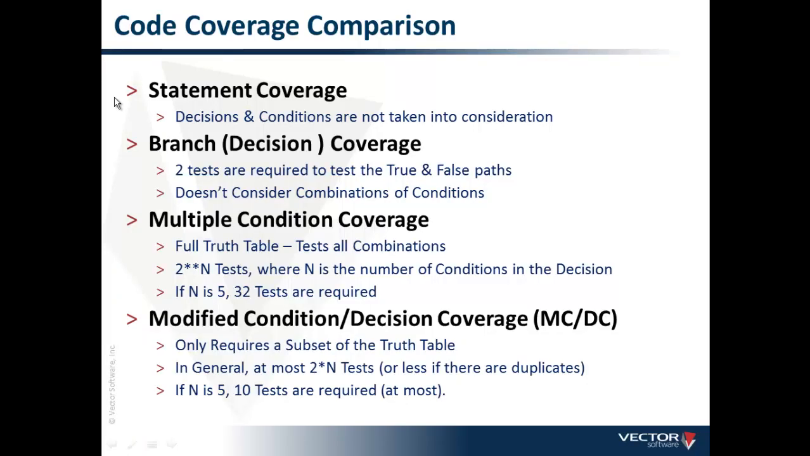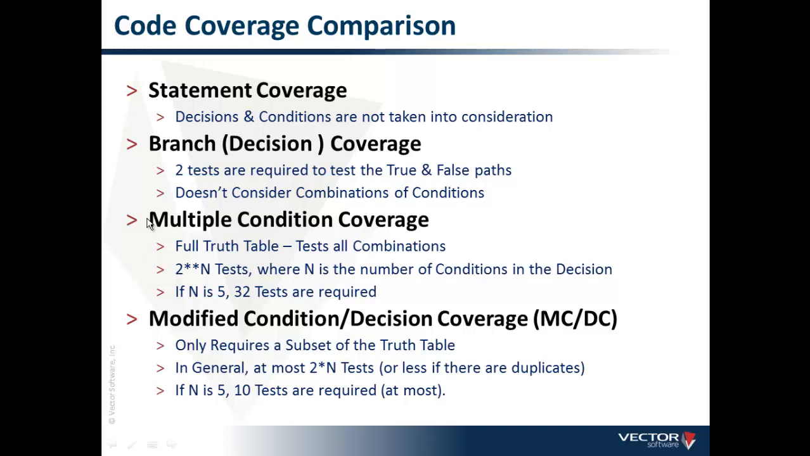Let's take a look at the different coverage types. Statement coverage shows you whether each line in your code has been executed or not executed, but it does not take into consideration the outcome of decisions or conditions. Branch or decision coverage shows you whether both paths of your decisions have been taken, both the true and the false path, but it does not take into consideration combinations of conditions.